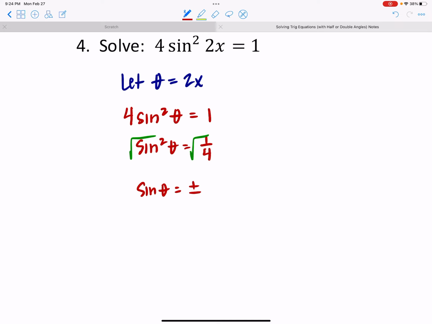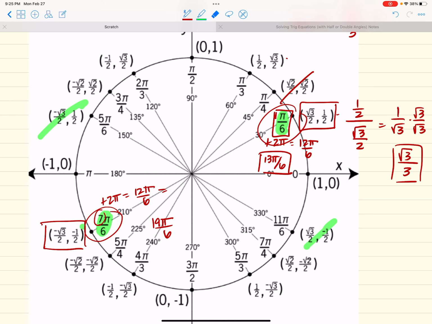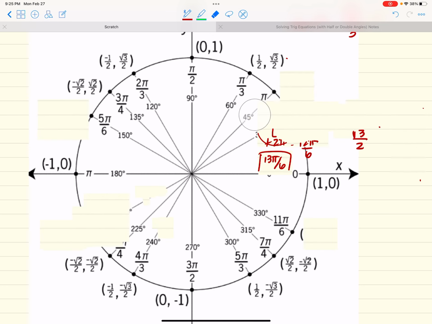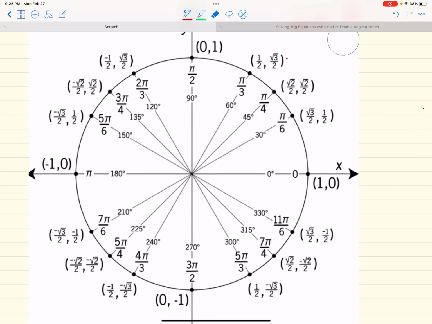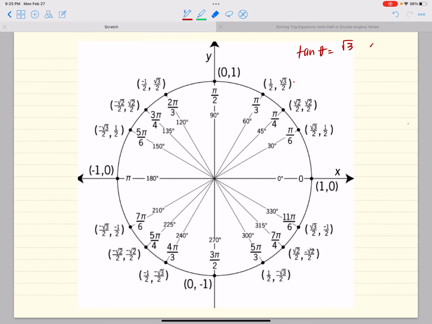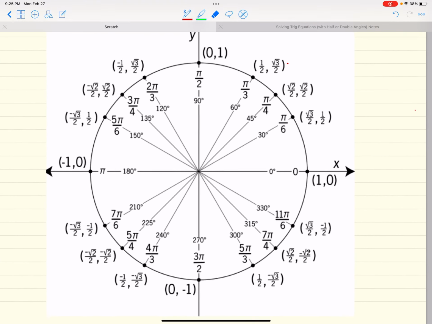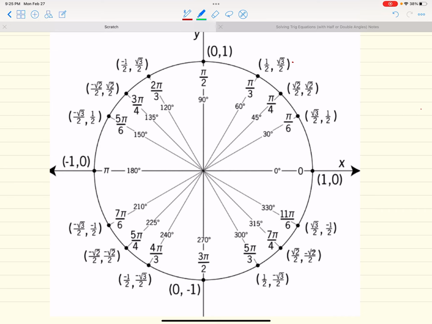The square root of 1 is 1, and the square root of 4 is 2. So I'm going to be looking for where the sine of my angle is equal to a positive or negative 1/2. I just made a big mess of my unit circle, so let me fix all this. Where is the sine of my angle going to be equal to a positive or negative 1/2? So sine being a positive 1/2 here, sine being a positive 1/2 here, negative 1/2 here, negative 1/2 here.